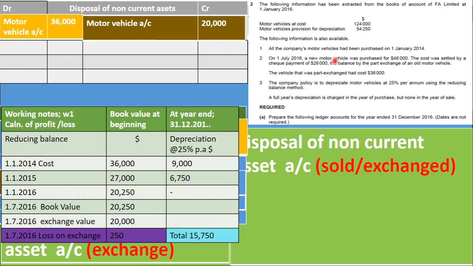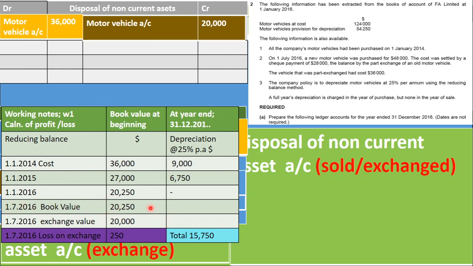See here, our new motor vehicle was purchased. The cost was settled by a check of everything and the balance by part exchange. This part exchange has been done on 1 July 2016. That is equivalent to sale. So in the year of sale, you are not supposed to calculate depreciation as per the question. That's why it is dashed here. And if this is 0, you subtract this minus this, you get 20,250 as it is. That is your book value on 1/7/2016. That is the exchange date.